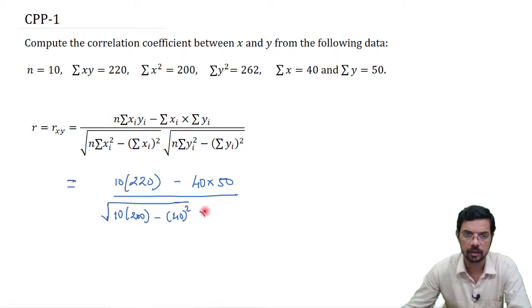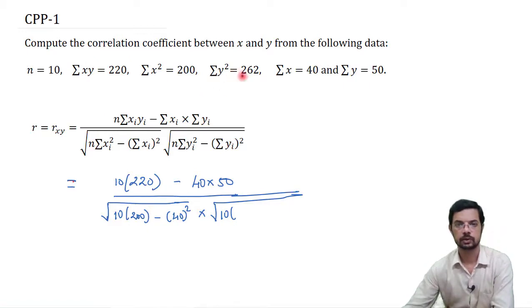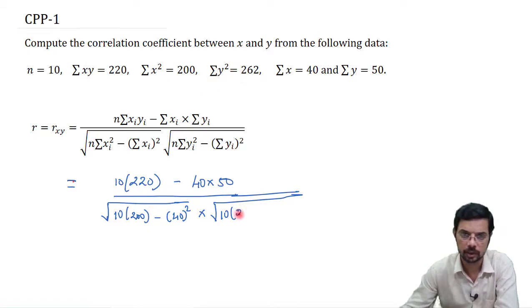Same way, we shall multiply by the square root of n into sigma yi square. N is equal to 10, and sigma yi square is 262, that is 262 minus 50 the whole square.